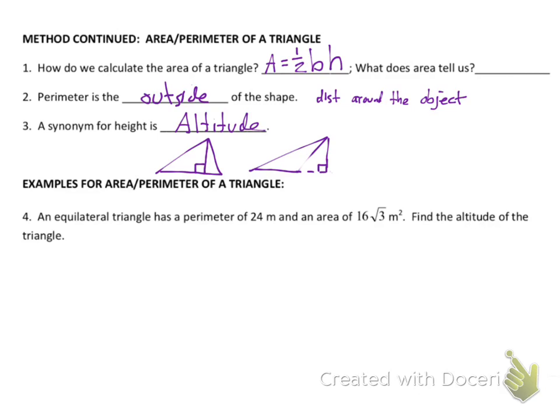Because you look at part 4, which is the actual example, you need to answer the question: find the altitude of the triangle. You are given an equilateral triangle, keyword equilateral, that has a perimeter of 24 meters. It also has an area of 16 times the square root of 3 meters squared. Keyword there was equilateral, perimeter, area. How do I link some of these, or what should I do?